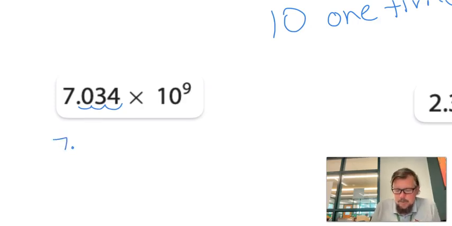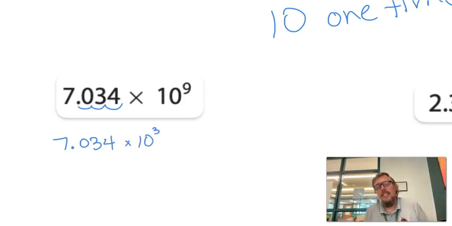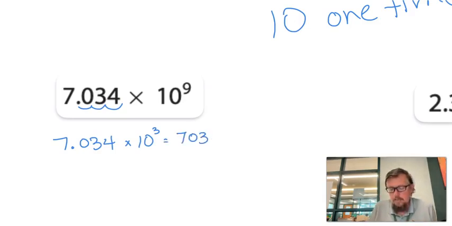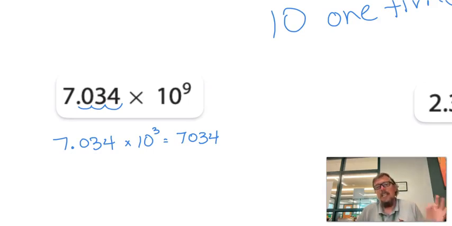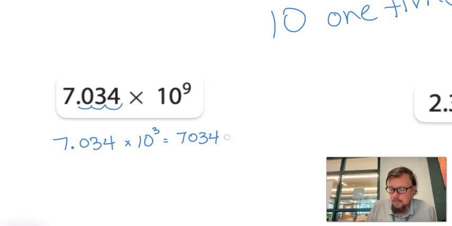So if I take 7.034 and I multiply by 10 to the 3rd power, in other words, if I multiply by 10 3 times, I get 7,034. And now the decimal is at the end of the number instead of right in the middle of it. But that's only multiplying by 10 3 times. The problem says multiply by 10 to the 9th power. So I need to multiply by 10 9 times, and I've only multiplied by 10 3 times. So I need to multiply by 10 an additional 6 times.